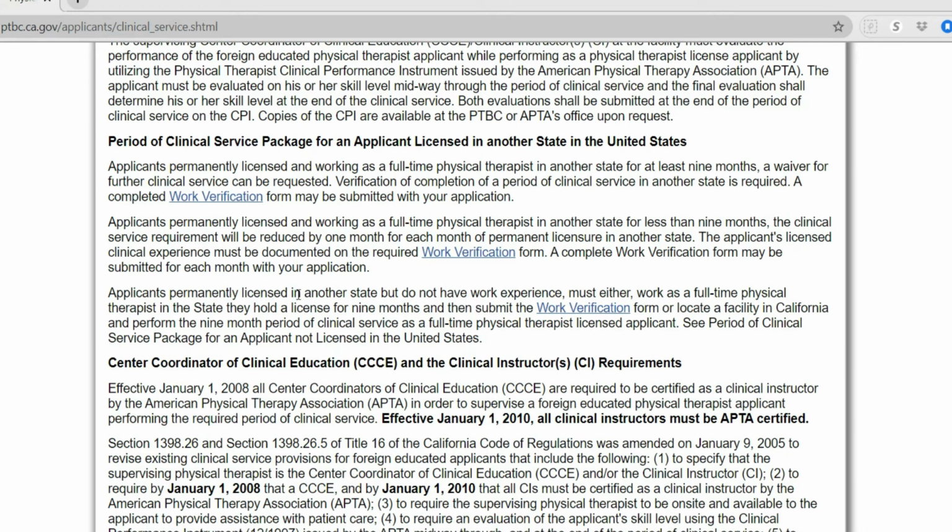Applicants permanently licensed in another state but who do not have work experience must either work as a full-time PT in the state they hold a license for 9 months and then submit the work verification form, or locate a facility in California and perform a 9-month period of clinical service as a full-time PT license applicant.